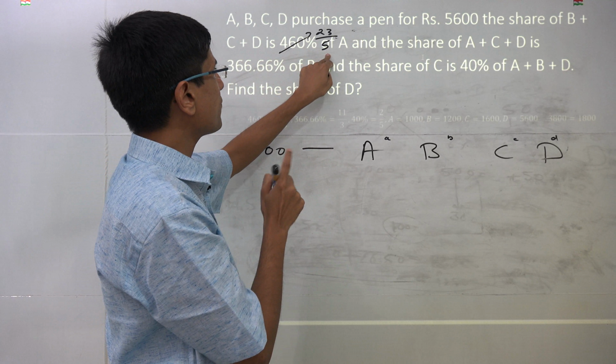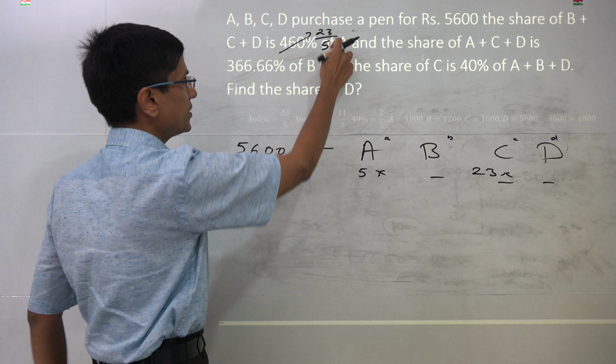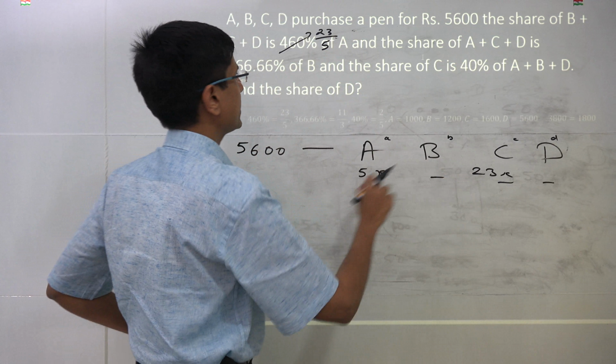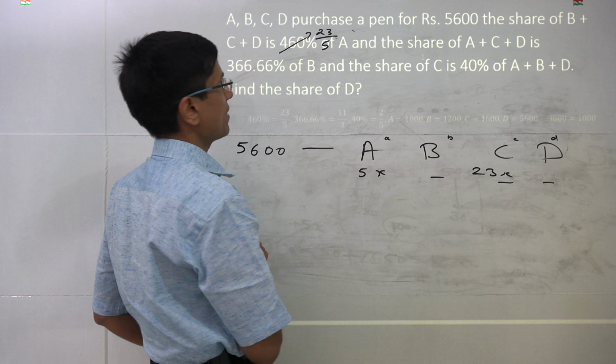So whatever A is, if I assume it to be 5x, then B plus C plus D, this total comes out to be 23x. Right? This is what it is telling me. It's 23 by 5 of 5x, which is 23x. So B plus C plus D is 23x if A is assumed to be 5x.